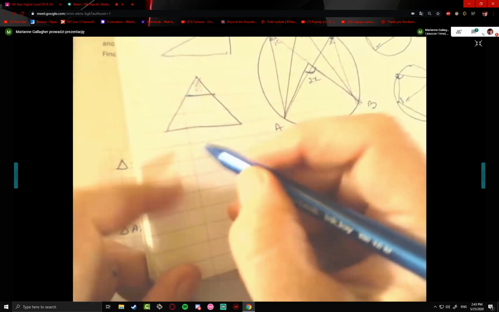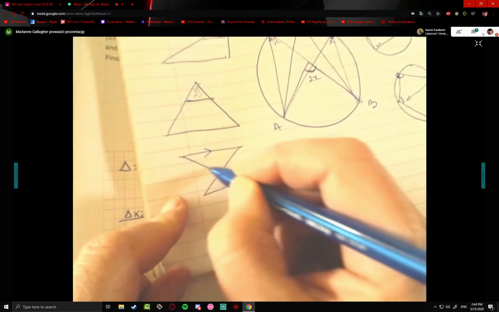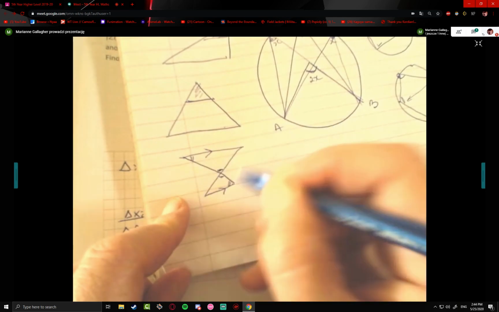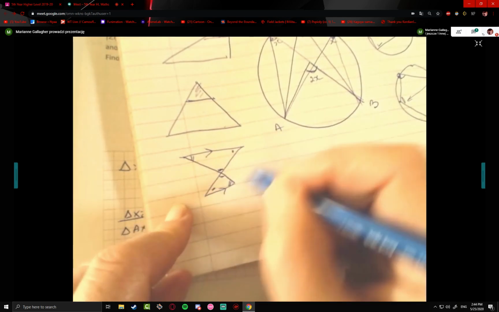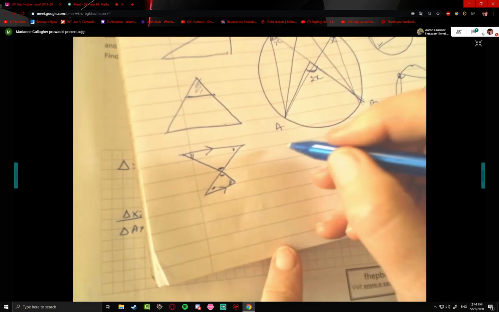Or you might have something like, if this is parallel to this, then this angle is equal to this angle is equal to this, and this angle is equal to this. So you have similar triangles, and they're going to be proportional. Does that make sense?